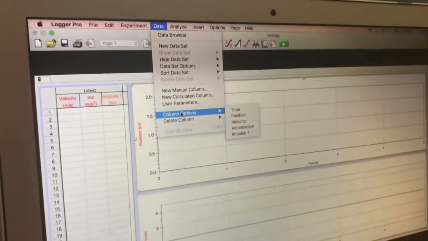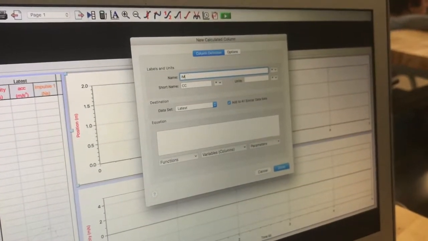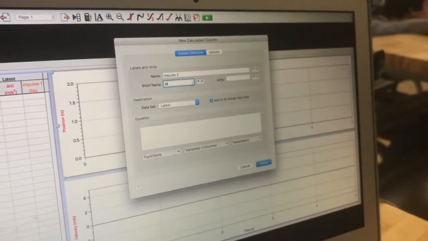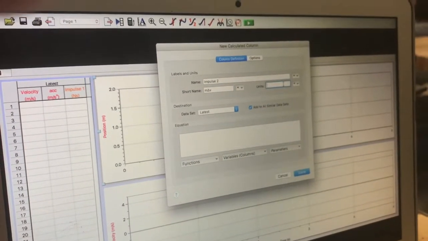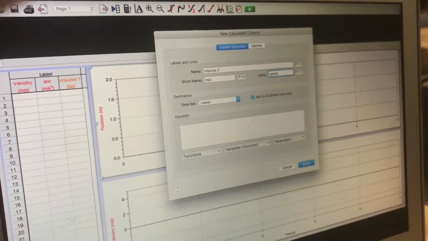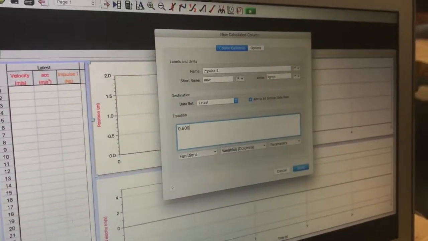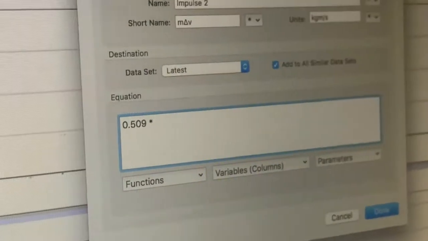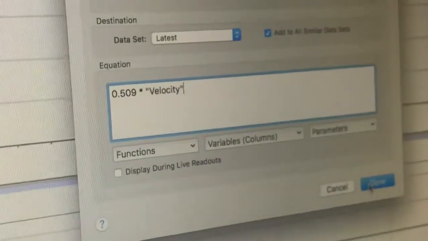Then we're going to do the same thing, just that for mass times change in velocity. So we're going to go into new calculated column. We're going to call it Impulse 2. This is going to be M delta V, and the unit is going to be kilogram meters per second. And here we know the mass is already 509 grams, and we're going to multiply that by the change in velocity. And since the object started at rest, we're going to just put in the velocity, which is right here, and then we click done.